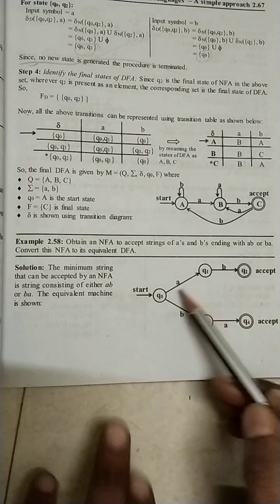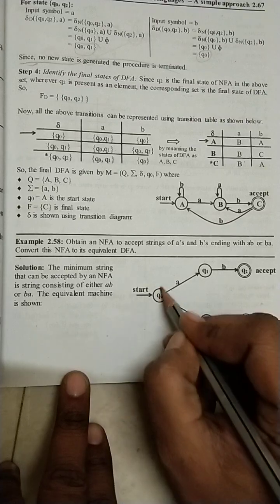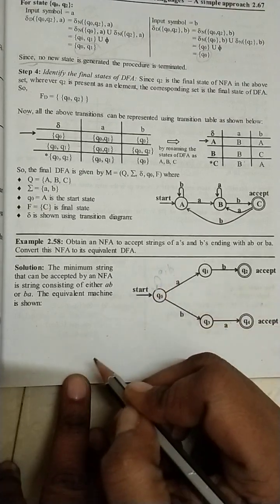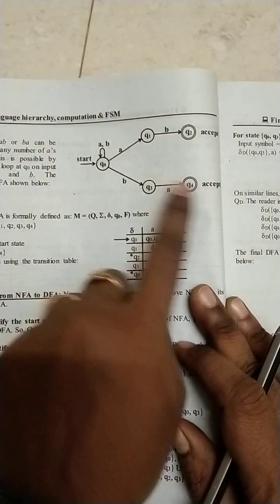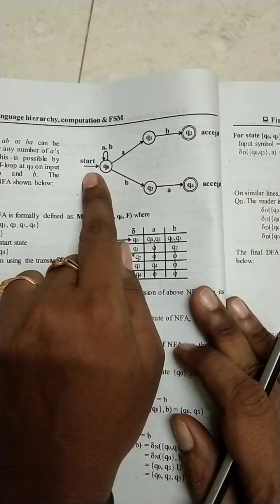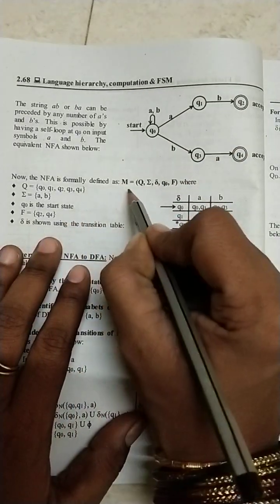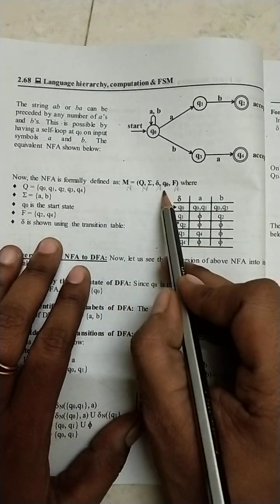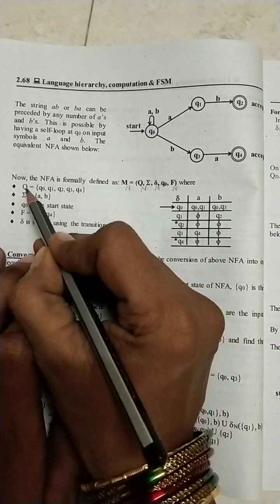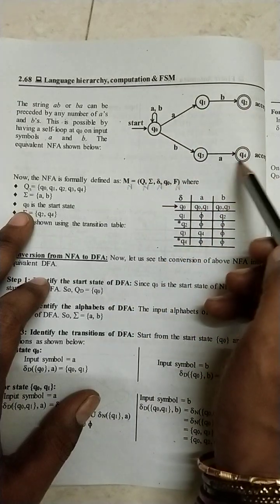So, ending with AB or BA, and at the beginning it may have any occurrence of A and B. Okay, so this is our minimum NFA for the given problem. This NFA has 2 final states and 1 starting state. Okay, so for this one we will define the NFA first. Q0 will be the same for both the NFA and the DFA. Now the states of the NFA are Q0, Q1, Q2, Q3, Q4.